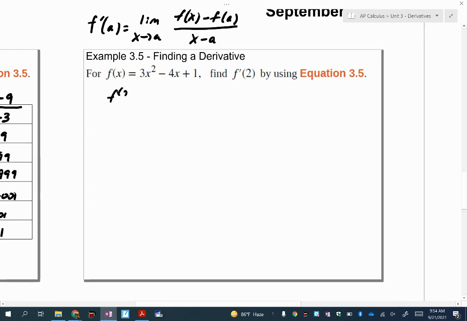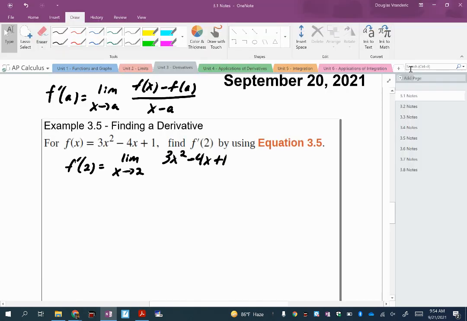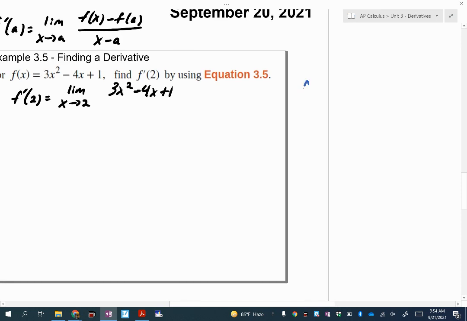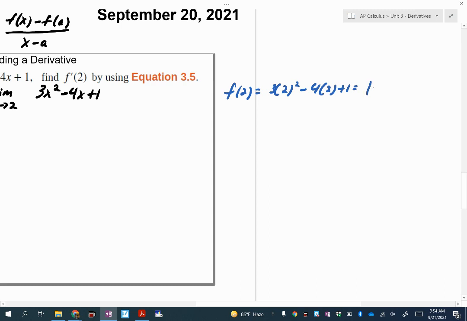So I'm going to do f prime of 2, which is the limit as x approaches 2 of 3x squared minus 4x plus 1. If you plug in 2 to this function, do it to the side here, we're going to do f of 2, which is 3 times 2 squared minus 4 times 2 plus 1. 2 squared is 4, times 3 is 12, minus 8 plus 1. So that's going to be 5.